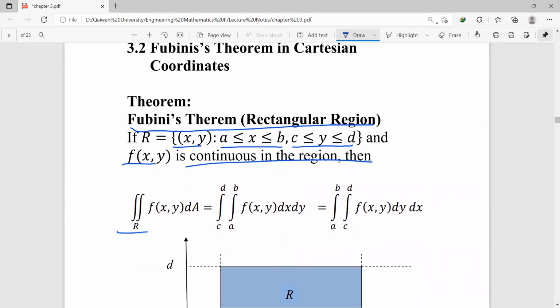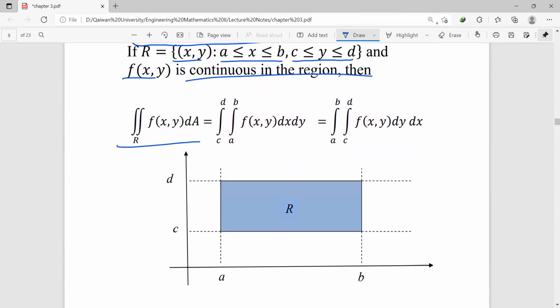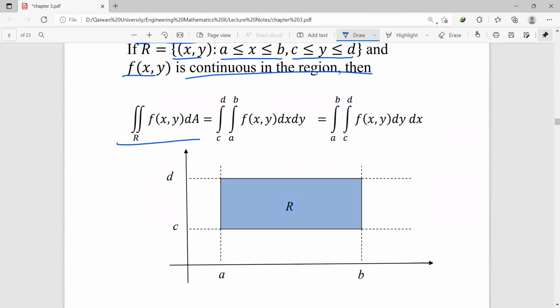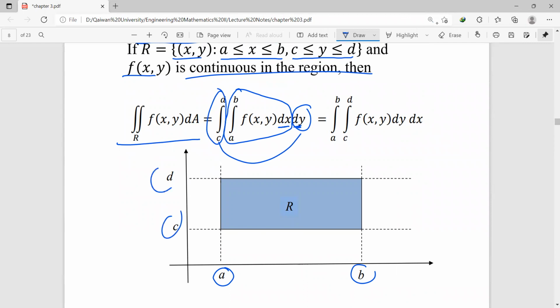We say the double integration of the function over the region R equals the double integration dx dy, with x from a to b, as you see, this one belongs to the first integration, and this is for the second integration, and y is from c to d. It's also equal to the integral of f of x y if we take y first and then x. Look, it's the answer for the question that you asked.